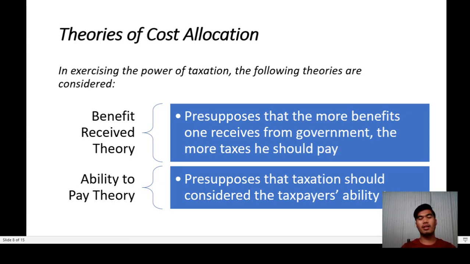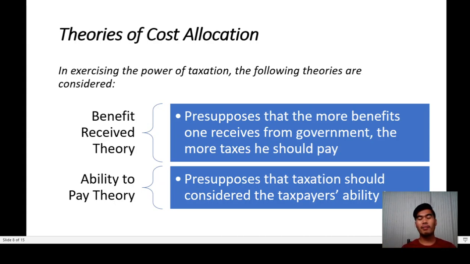Ability to pay theory proposes that taxation should consider the taxpayer's ability to pay. Let's say for example, guys, kung isang mayaman at isang middle class na tao, kung silang dalawa ay pagbubuwisin ng pareho, let's say magbubuwis sila ng 100,000 pesos na tax.